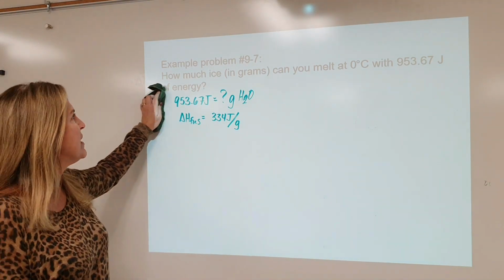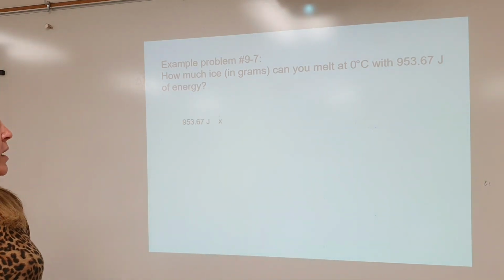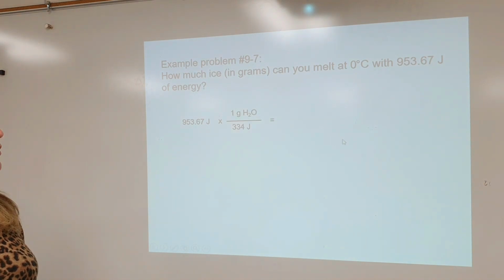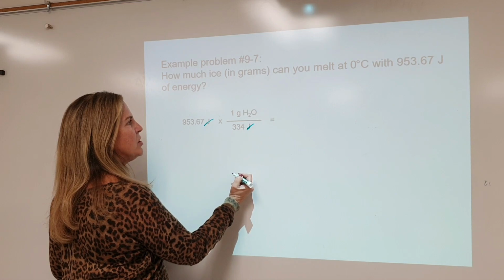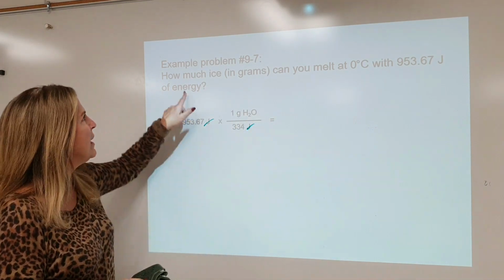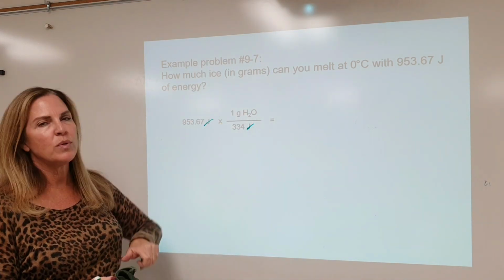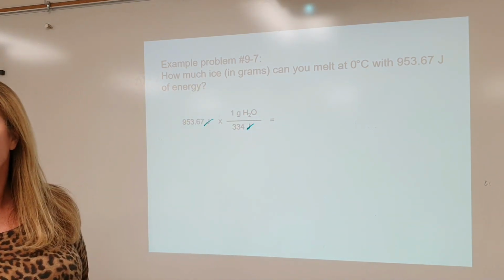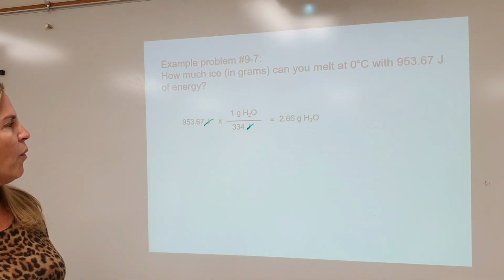So I'm going to go ahead and erase this because I have it written in the PowerPoint nice and pretty. So you start with what's given, that's your joules, and we're going to use our heat of fusion. You can see we've got joules and joules canceled. Now we've got grams of water. This is what signals what I'm looking for again: grams of water. Yes, that's what tells me. I grab my calculator and I come up with my answer, 2.86 grams of water.